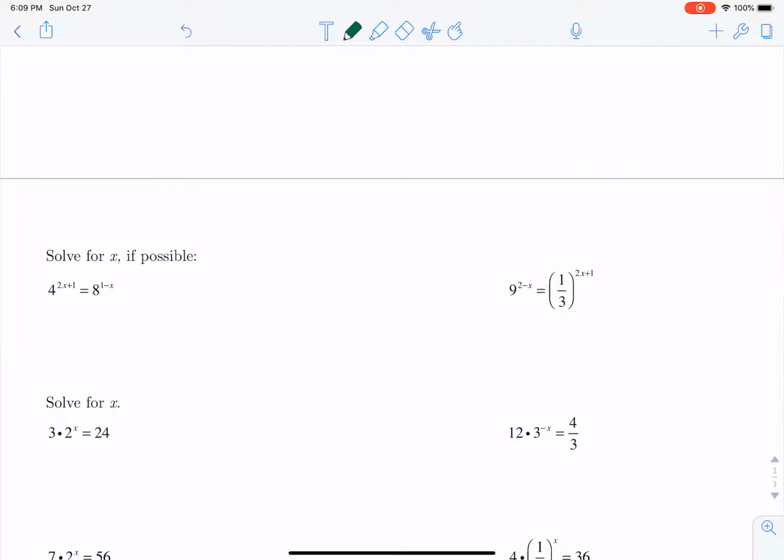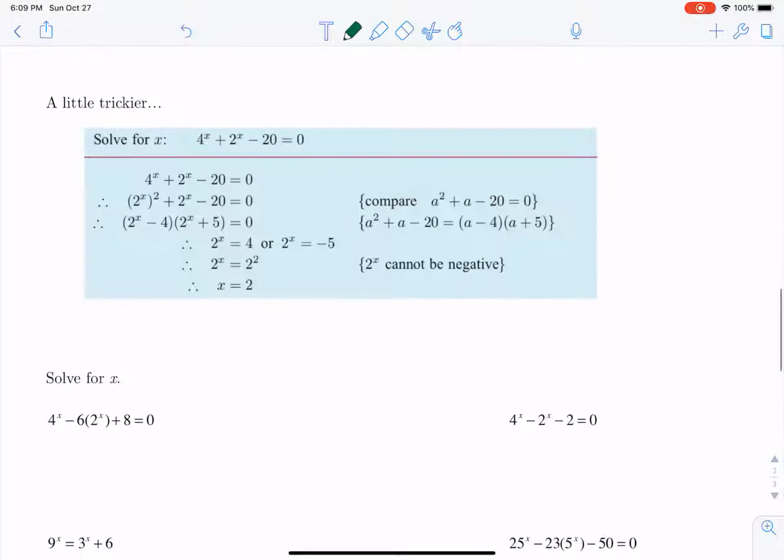Again, you can go ahead and solve some of these problems. They do get a little trickier down here, so I'll explain this problem. 4 to the x plus 2 to the x minus 20 is equal to 0. What they really want you to do here is compare this to a quadratic function and factor it like a quadratic. In this example, and I say they as in the people who wrote these notes, 2 to the x they're treating like m. So at this step, I could call this m squared plus m minus 20 is equal to 0.